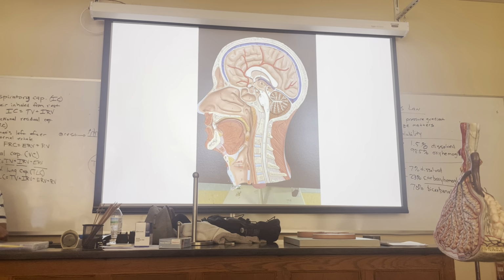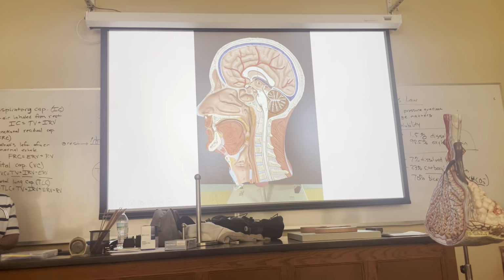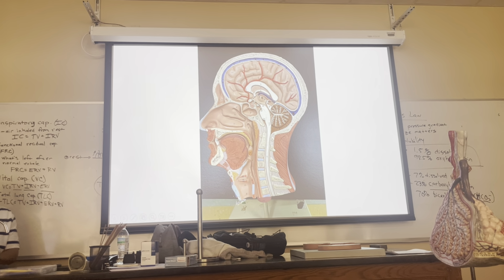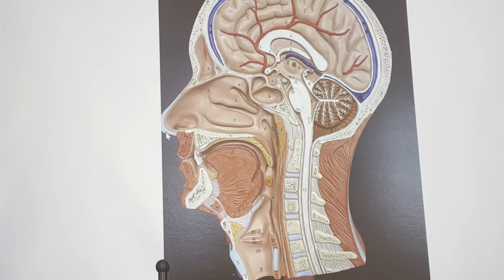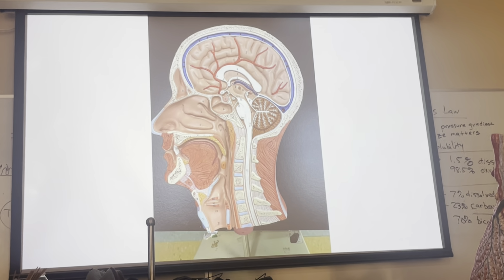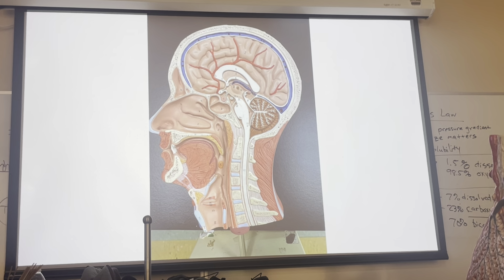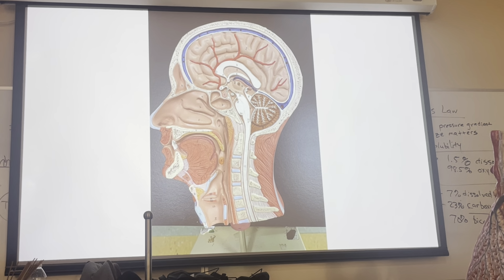Those holes, though, you do need to know the name of. It's a little difficult to pick up on this, but if you look about right there, that hole that allows air to enter the external nose is the external nares. Naris is singular, nares with an E is plural. So you have the external nares.